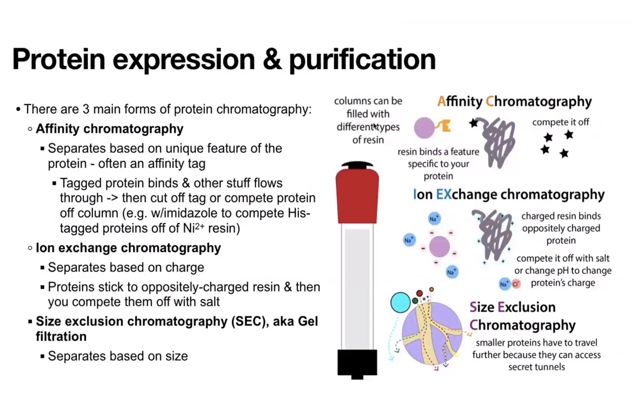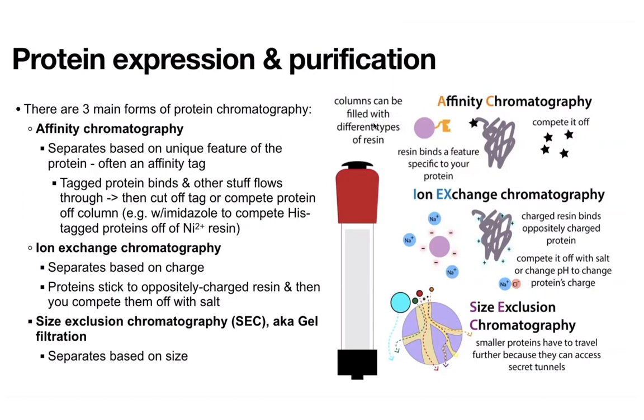There's also ion exchange chromatography. This is going to separate based on charge. So proteins stick to oppositely charged resin, then you can peel them off with salt. And then you have size exclusion chromatography, which is also known as gel filtration. This is going to separate proteins based on their size. So the name kind of gives it away in that case.